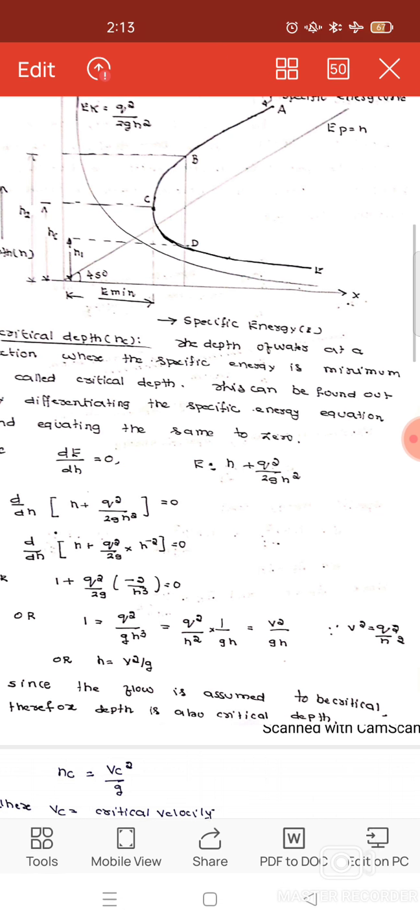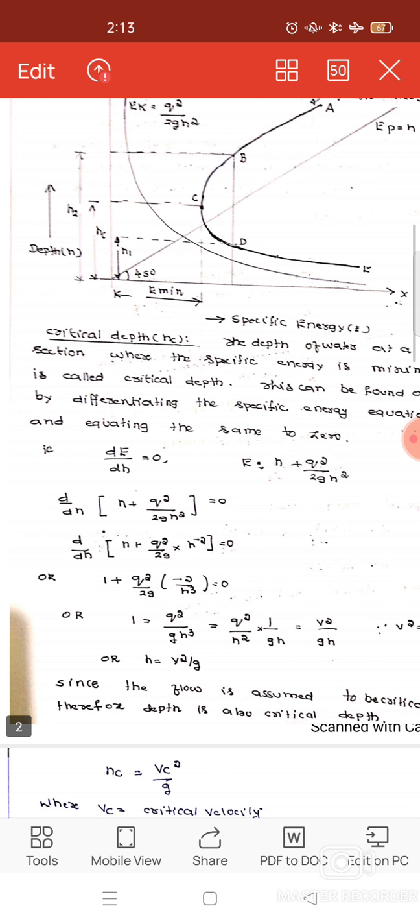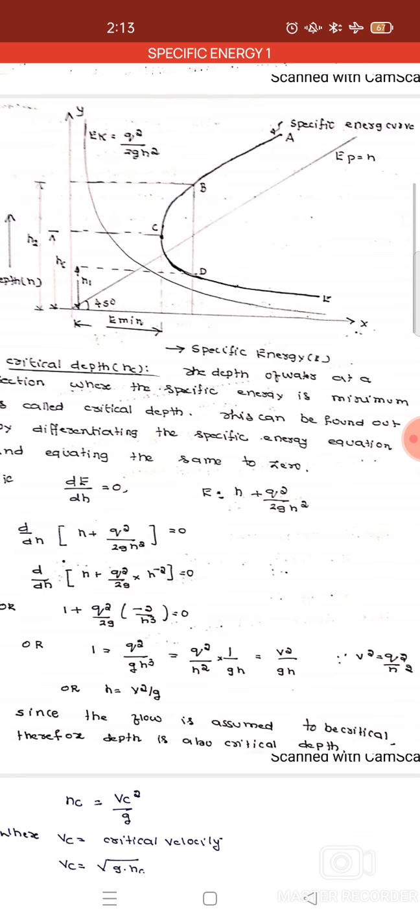So in that part the specific energy curve will change to be like this. You will get a parabolic curve, that is BCDE. So the kinetic head and the potential head, if you sum that up, you will get the parabolic curve like this, and the bigger height measured from point B will be h2, that is in the y-axis it is the depth, and in the x-axis it is the specific energy. So when the depth increases, the specific energy decreases, and vice versa.